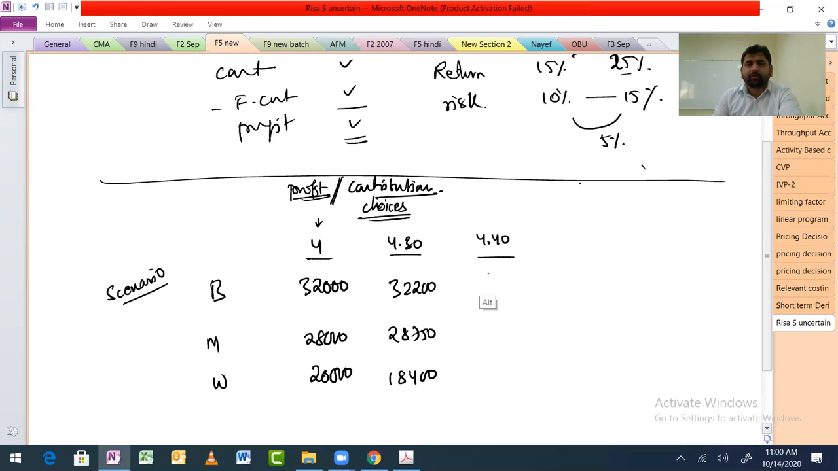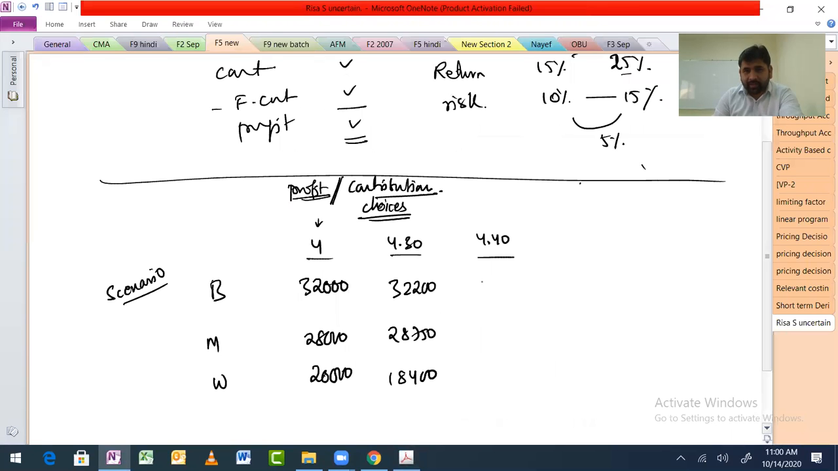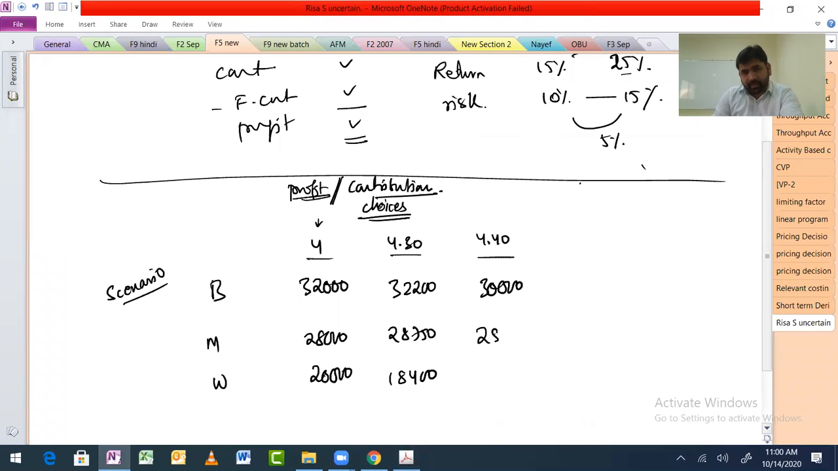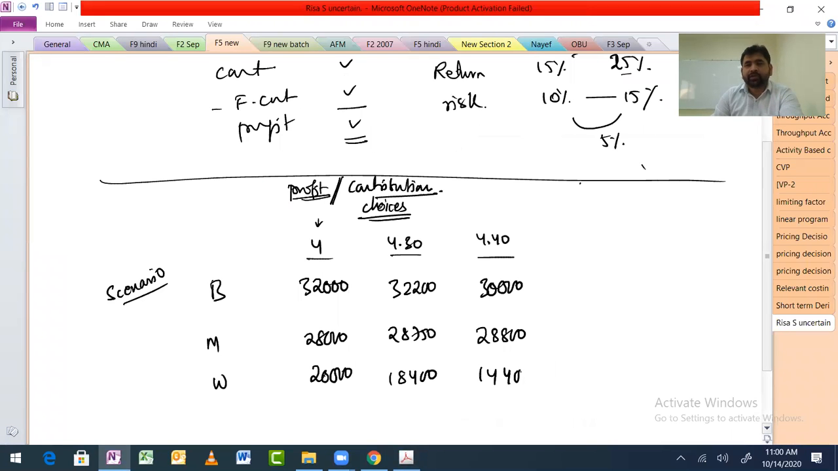Now 4.4. So best is 12,500 and 4.4 means contribution will be what? 2.4. So 2.4 into 12,500, 30,000. Then 12,000 into 2.4, 28,800. Then worst is 6. So 6 into 2.4, 14,400. So this thing that you see here is known as a payoff table.